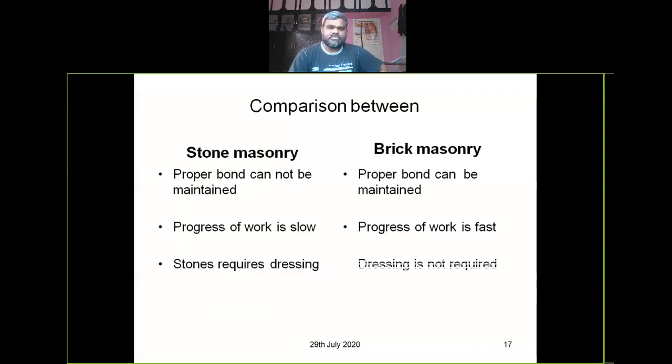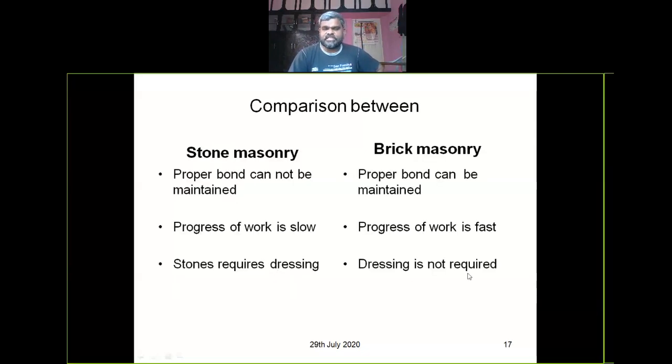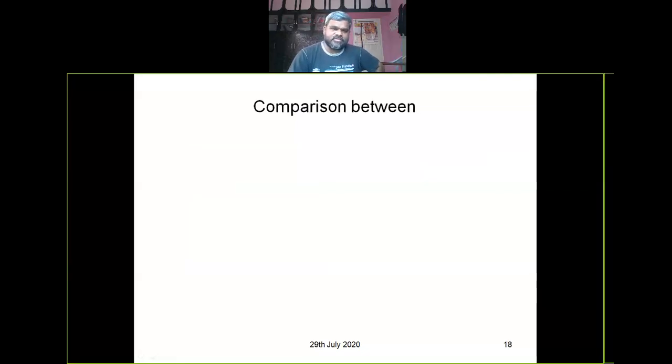And proper bond cannot be maintained in stone masonry. Here proper bond can be maintained in brick masonry because joint thickness is very less compared to stone masonry. Progress of work is slow in stone masonry because very heavy stones are there and uniform shape cannot be available. So here progress of work is very fast, and stones require dressing, but here dressing is not at all required. We can directly use the manufactured, molded bricks, right?